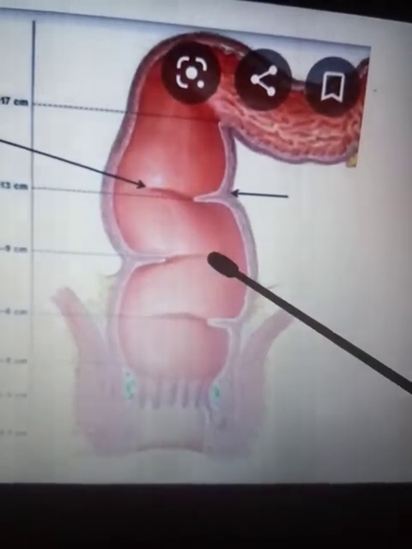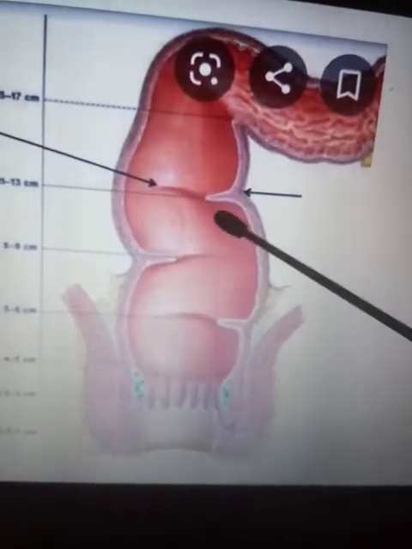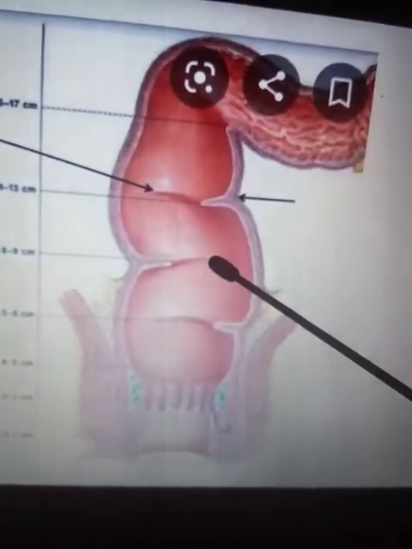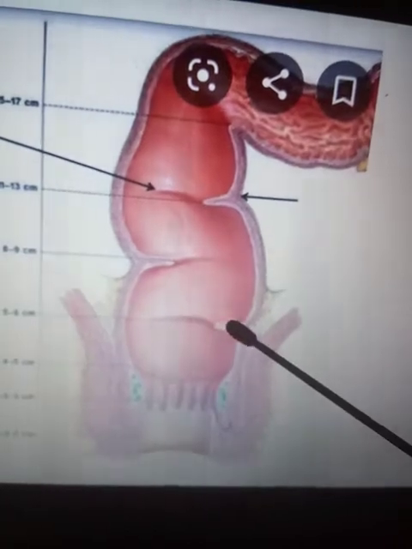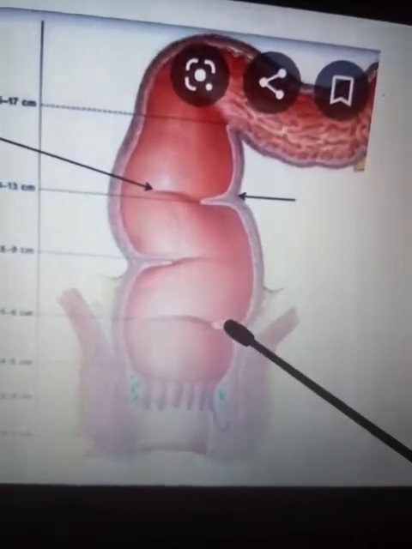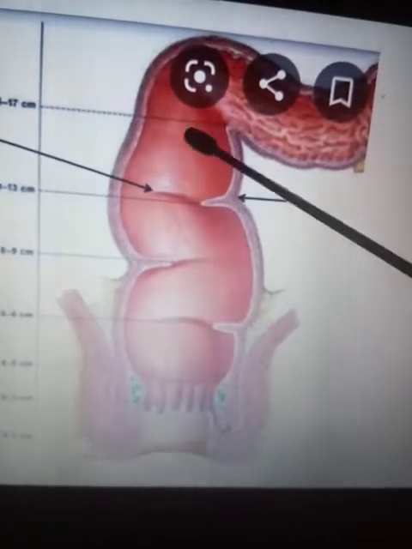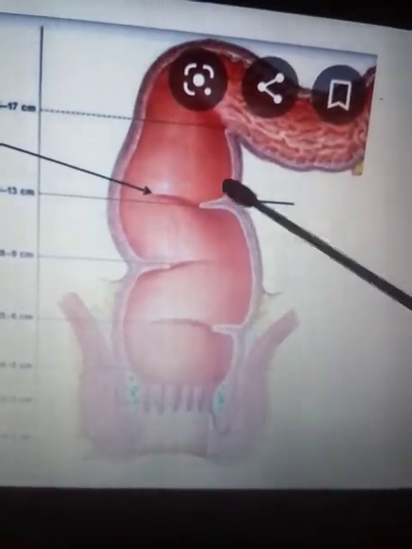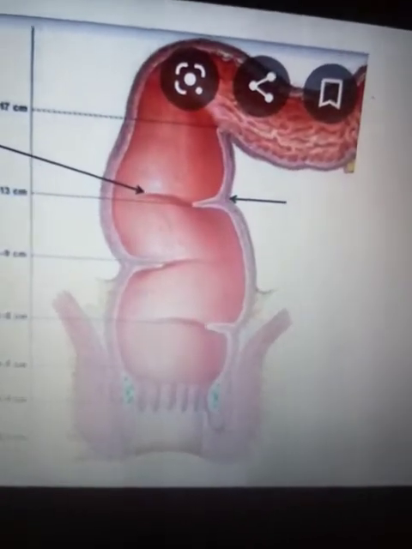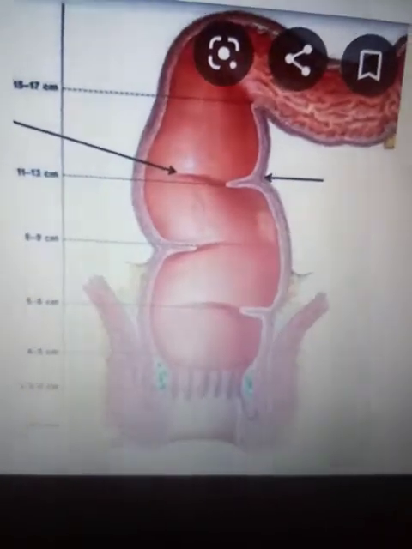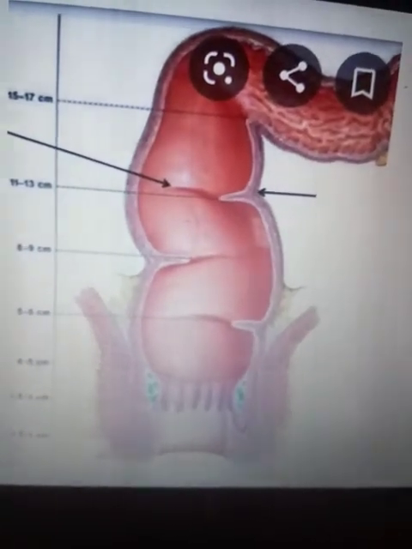Third, the largest, it is the largest one, and it is the most constant one. Then you have the lowermost. This is most inconspicuous. This is not important. These folds, these transverse folds, are called the plica transversalis or Houston's valves.